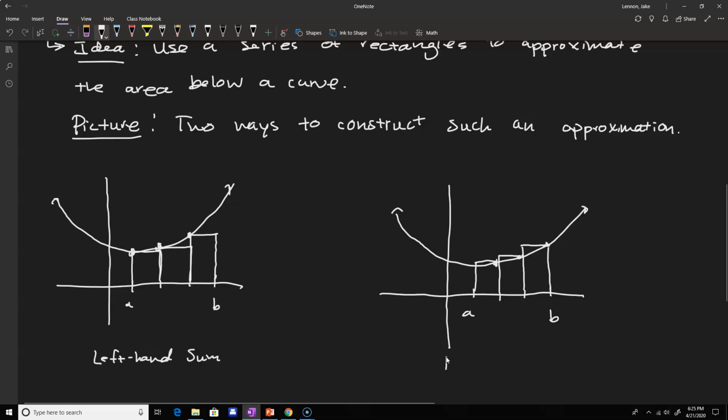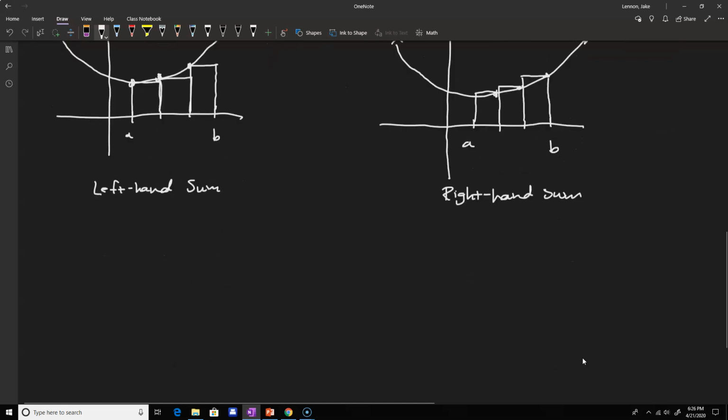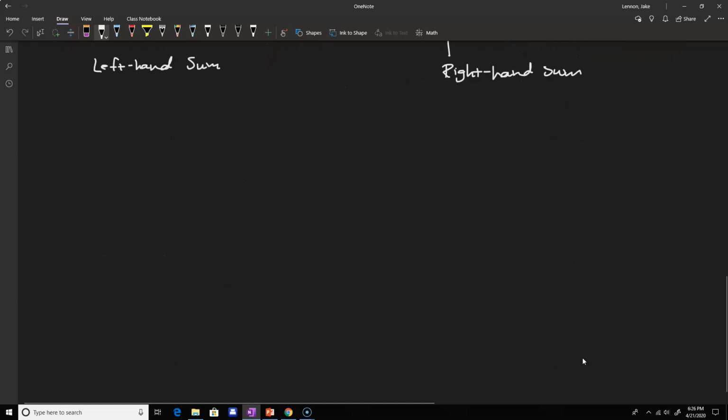And on the right, we have what it would look like using the right-hand sum. So a pretty simple approach. So how do we do this in general? Well, usually there are some things that you want to know. You want to know the formula for your function. You want to know some endpoints that you want to find the area between. And you want to know how many rectangles you're going to use. So let's write down what the general method looks like.